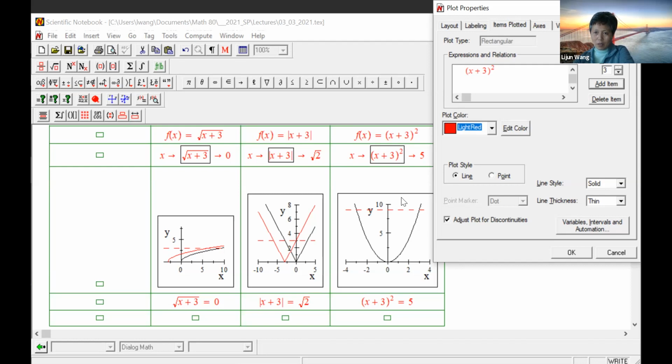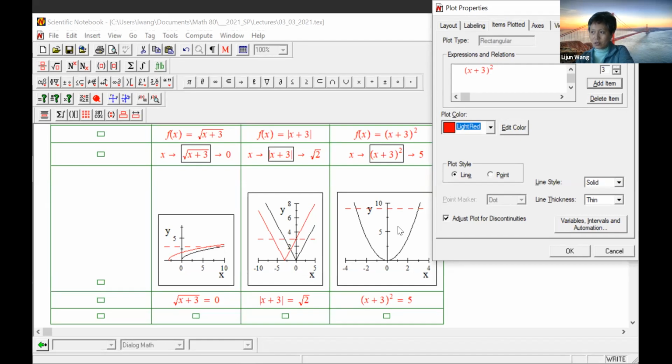Are you there? Where is this curve going to shift to? What is x plus 3? Where would this be shifting to? Left or right? Come on, guys. To the right?